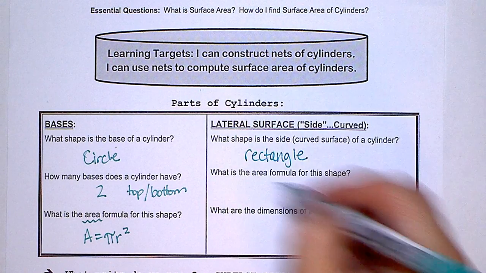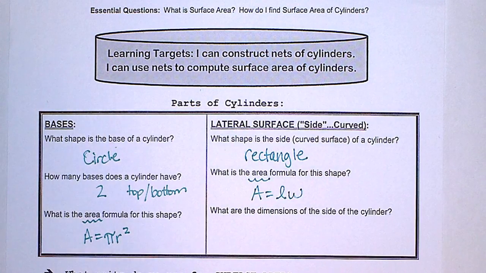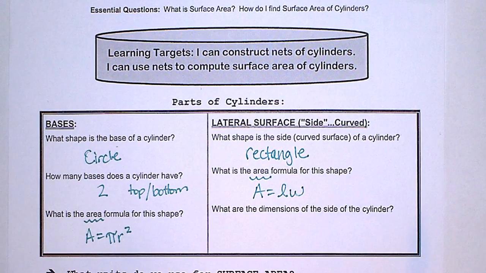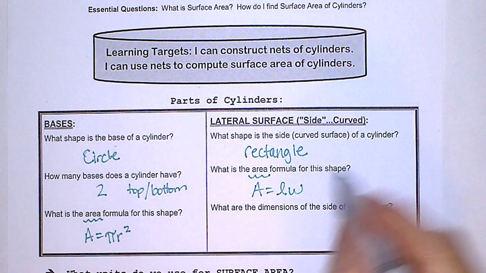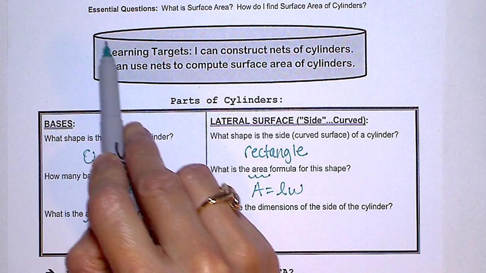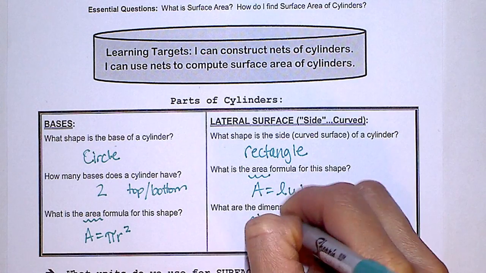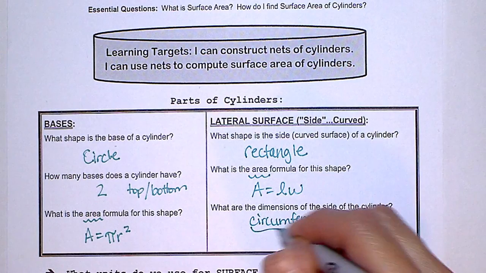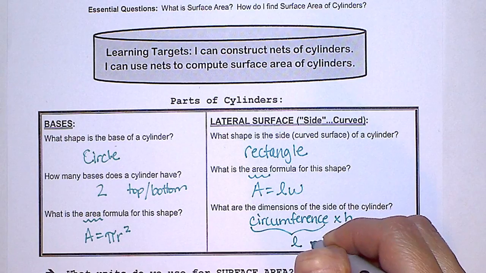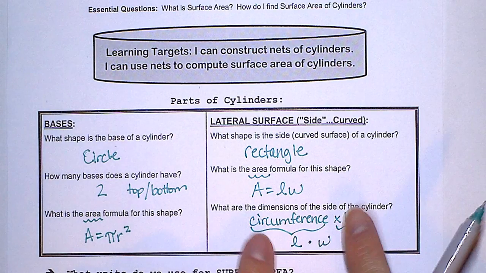And what's the area formula for that? The area of a rectangle is just length times width. Now, what are the dimensions of the side of a cylinder? Now this part's a little tricky until I can actually show you how, but I want you to write this down, and then we're actually going to practice it in the next video. The length, so this part of our lateral surface is also the circumference of the circle times the height. So the circumference of the circle is actually our length, and the height is actually our W. So length times width, or circumference times height.